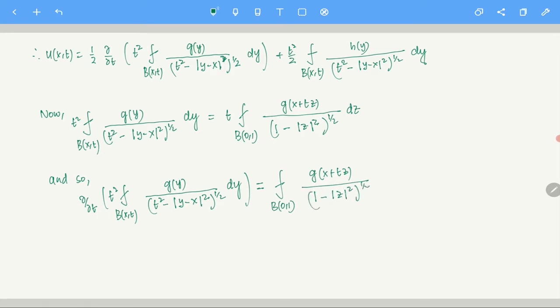I am just writing whatever is there. dz plus t times the average over the ball B(0,1) of gradient g(x plus tz) dot z by 1 minus |z| square whole power half dz. Yes, I hope this is clear.